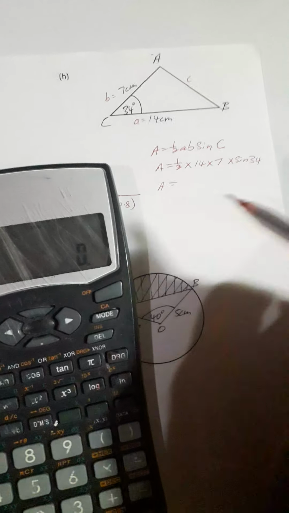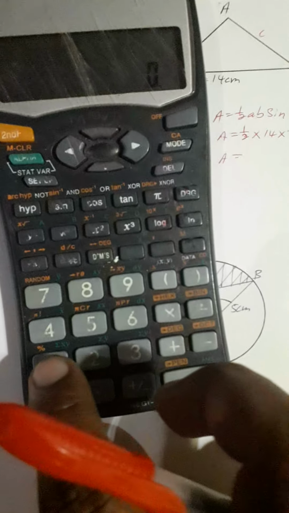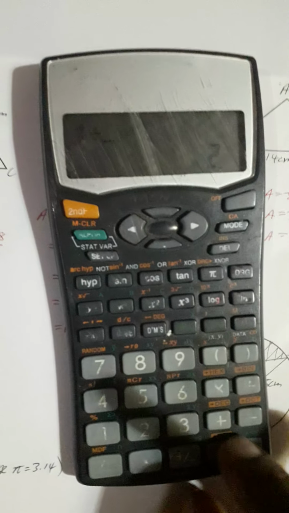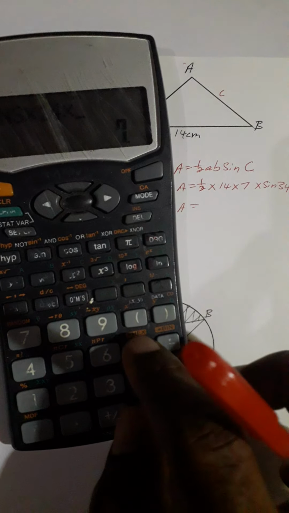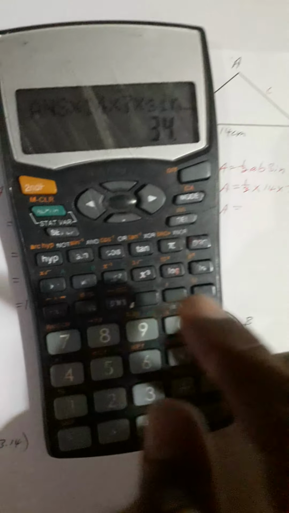Good. So what we'll do, we'll use our calculator. We can enter all of this at one time on our calculator. So half is 0.5, or you can put it like this, 1 divided by 2. So that's how we write half, which is 0.5, times 14 times 7 times sine 34. And also ensure that your calculator is in degree mode. So if you see a little DG on the calculator, some calculators might just have D.